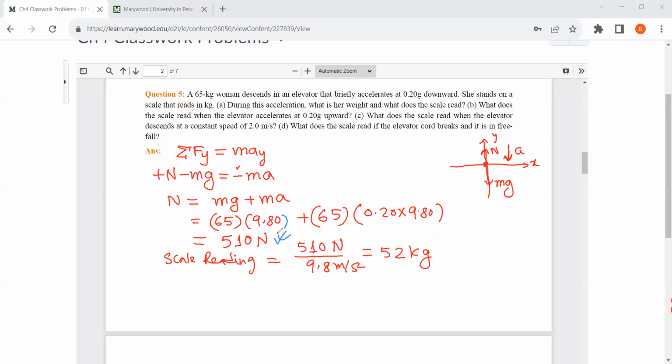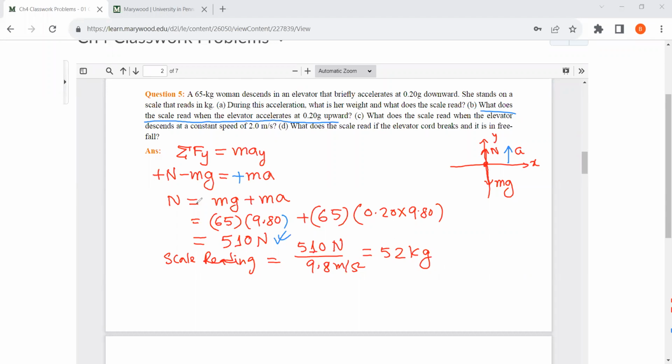Now the next question is, what does the scale read when the elevator accelerates at the same acceleration but upward? It's very similar. The only thing we have to do is change the direction of a. The direction of a is now upward. So we have to change this to plus, because now the acceleration is upward.